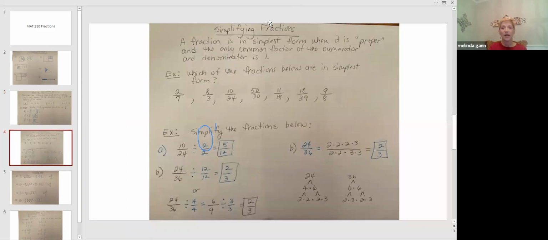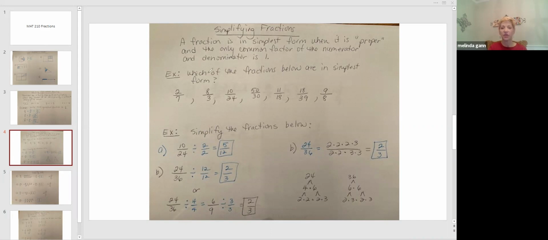Okay. Now, what if they tell you to simplify the fractions? If they tell me to simplify the fractions, then they remind you here that a fraction is simplified, first of all, when it's proper. Now remember what proper means. Proper means the numerator needs to be smaller than the denominator. Okay, let's clear those drawings from before. And the only common factor that the numerator and denominator can have is 1.